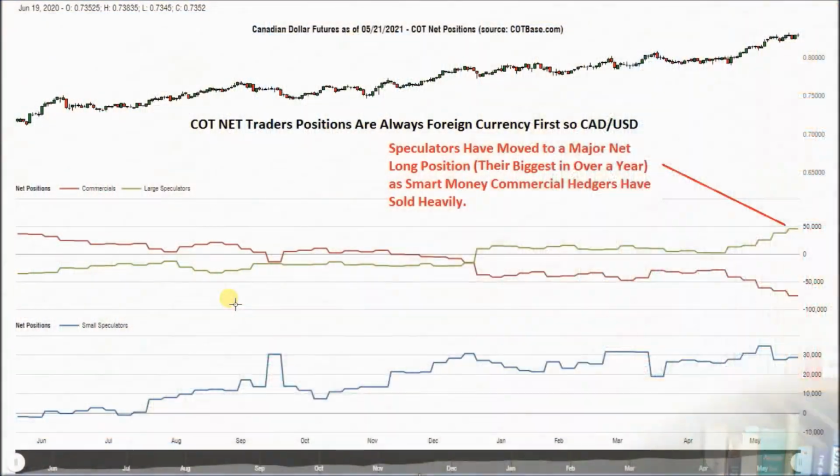Right, let's go and take a look at the trade setups. We'll look at USD CAD first of all. Before I look at the important levels of support and resistance, I just want to look at speculative positioning in the CAD. Right, we are on the COT Net Traders positions, which is a free report from the CFTC each week, and it's our favourite sentiment tool.